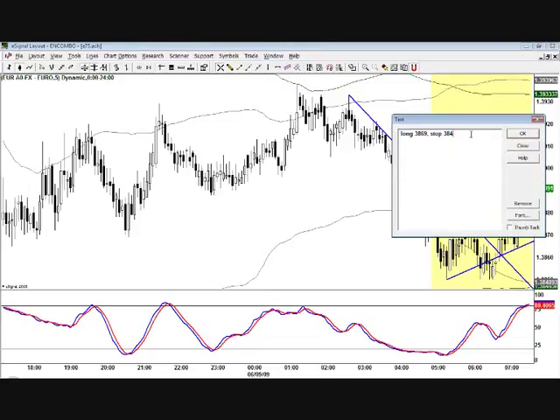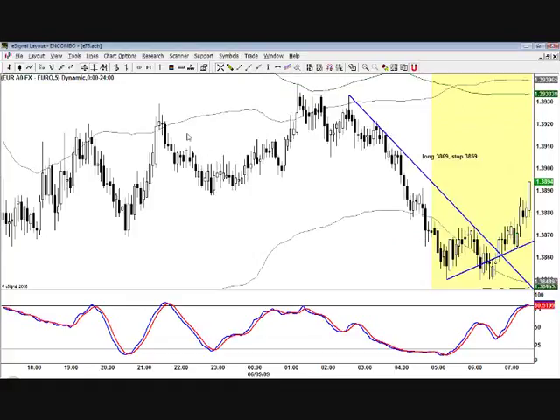So that gives me a 10 pip risk only, which is fine. So I've got my stop loss at 59. I'm just going to do that across on my deal station.